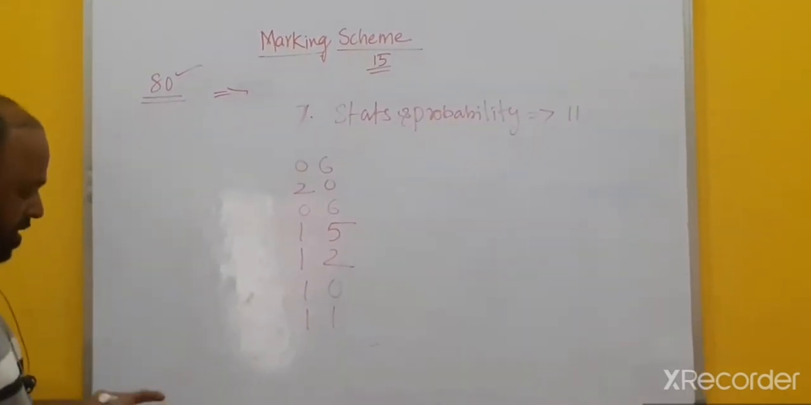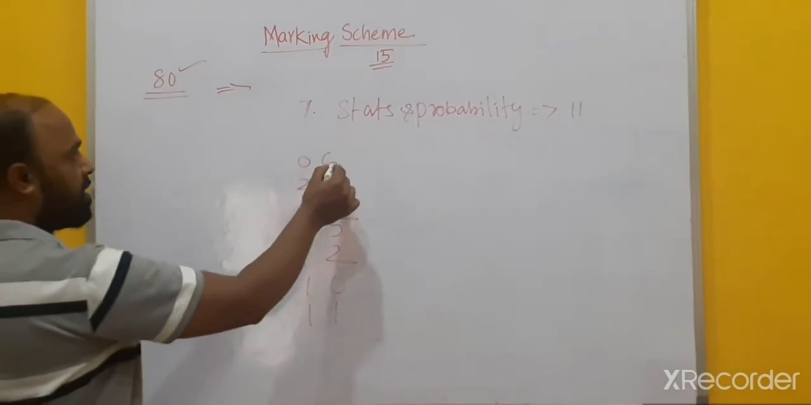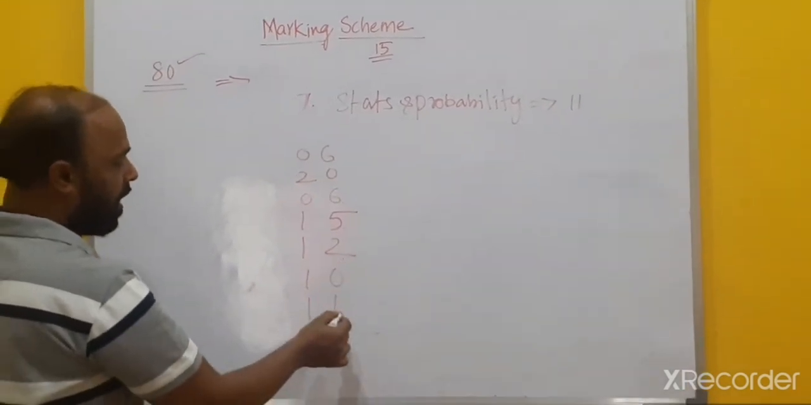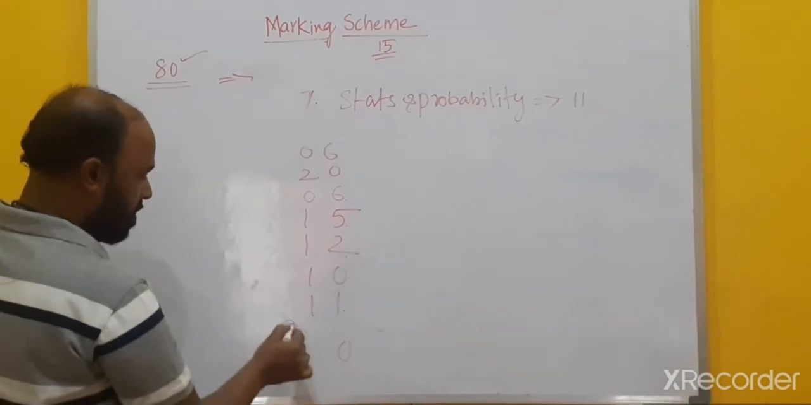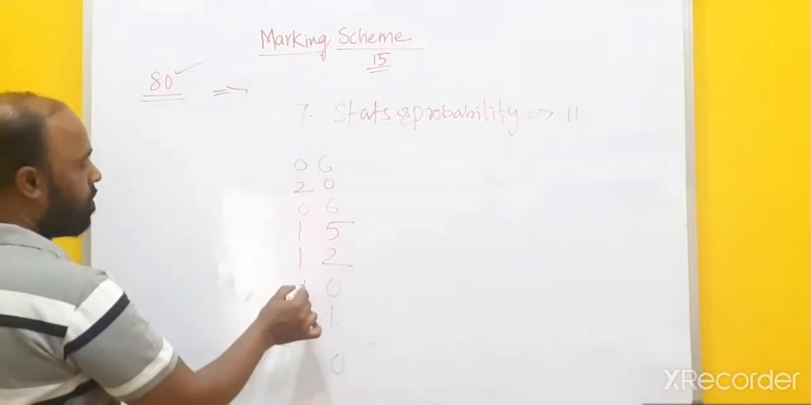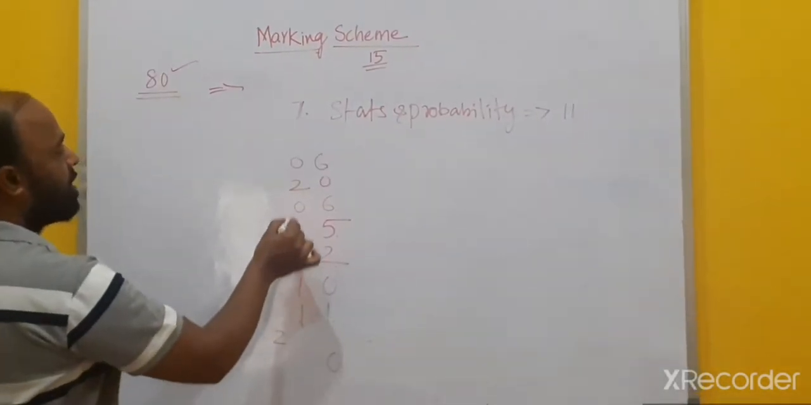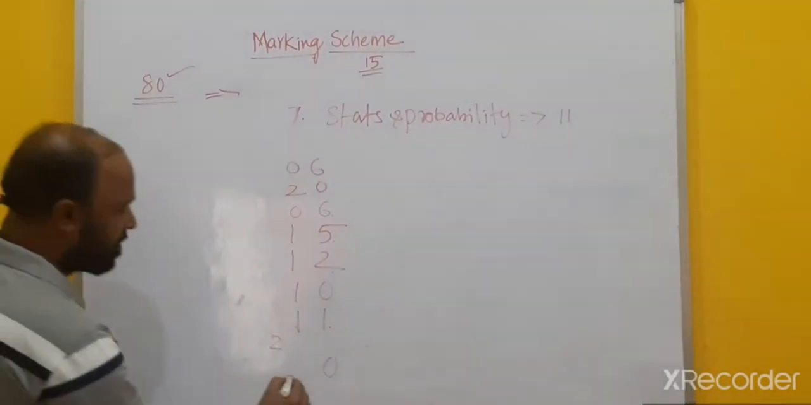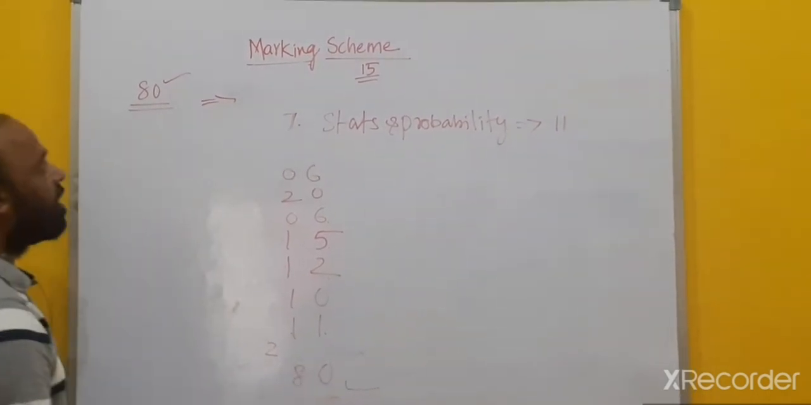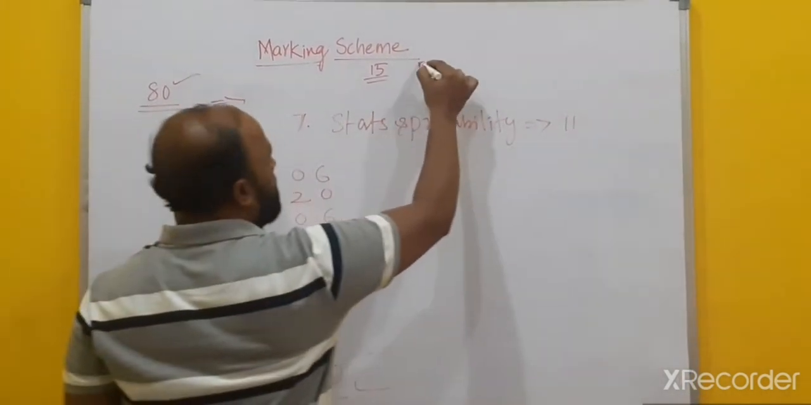Now add all this. What is the total? 6, 6, 12, 17, 19 and 20. The total is 80 marks. This is the marking scheme of class 10.